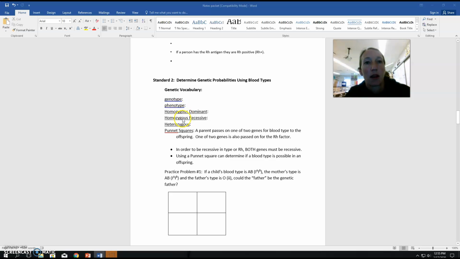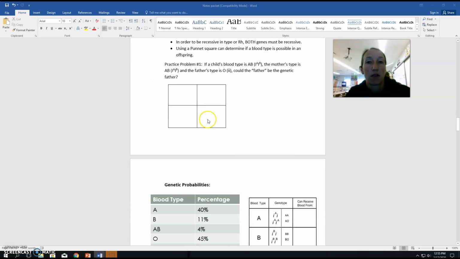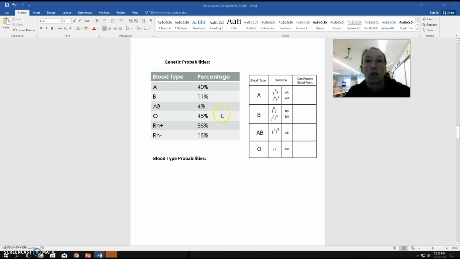Okay, homozygous dominant and homozygous recessive mean they have two of the same alleles. Dominant means they're both dominant, recessive means they're both recessive. Heterozygous is a hybrid, a mix: you have a dominant and a recessive allele. Okay, here are your Punnett squares. There are the practice problems. You can review through those.